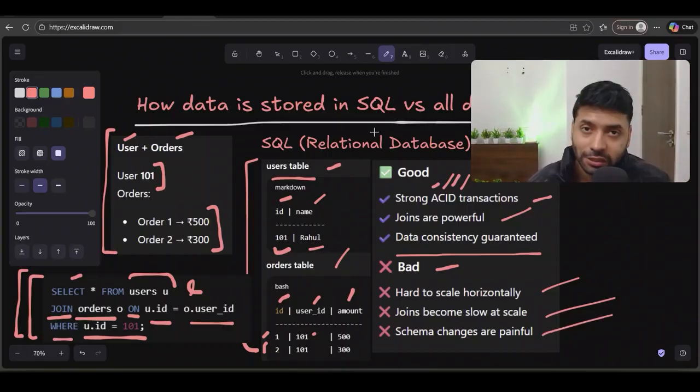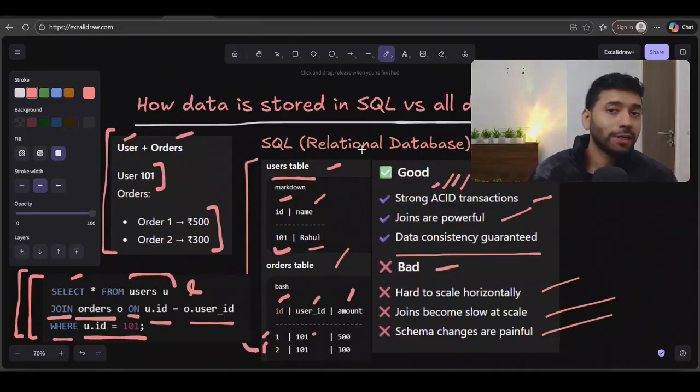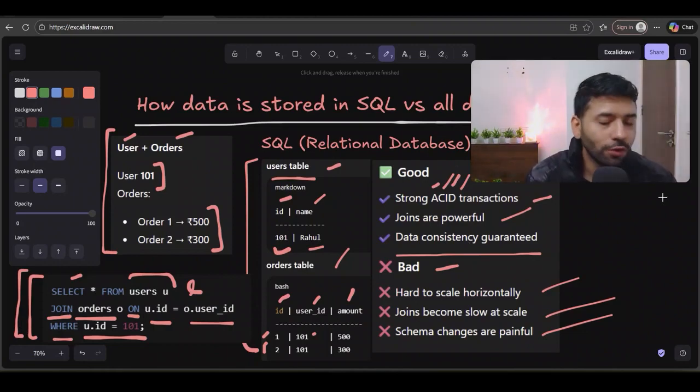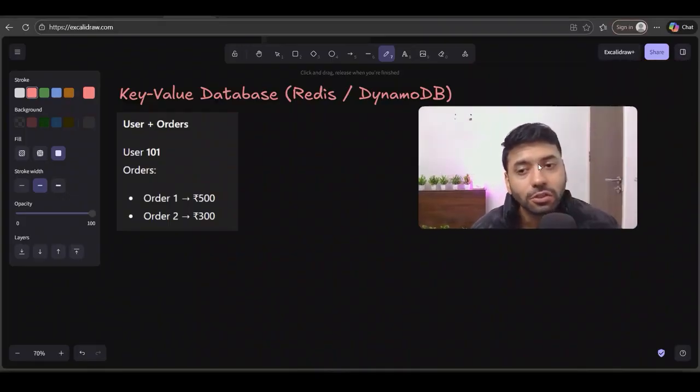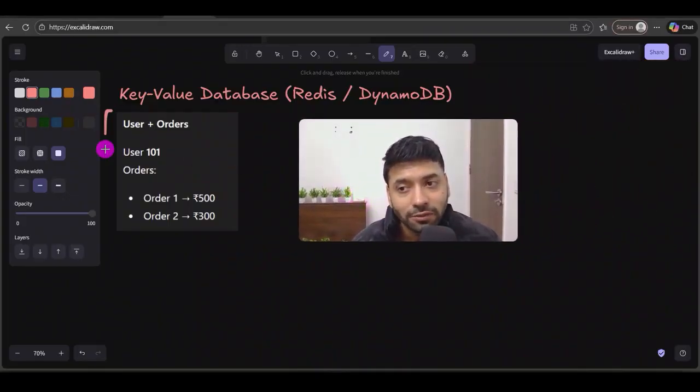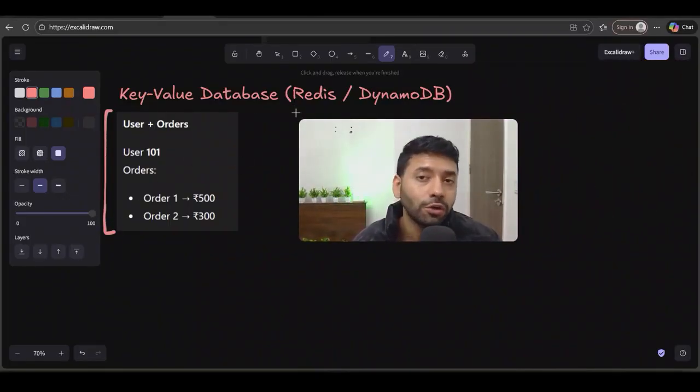Okay, so this was in the SQL database, like how data will be stored, how we will query, good things and bad things. But apart from SQL, we also discussed NoSQL, and inside NoSQL we checked the 4 categories, right? So let's discuss how this data will be stored in all of those 4 categories of NoSQL as well. Okay, let's start with the first one, which is the key value database, right? The famous examples of key value databases are Redis and DynamoDB, correct? So let's see how the same data will be stored in this key value database.